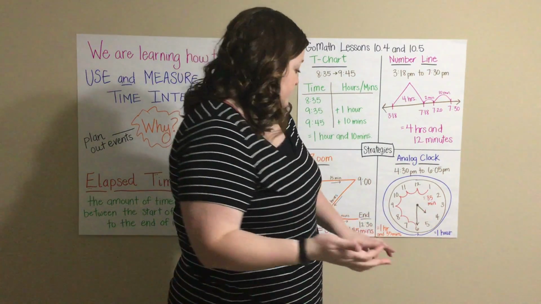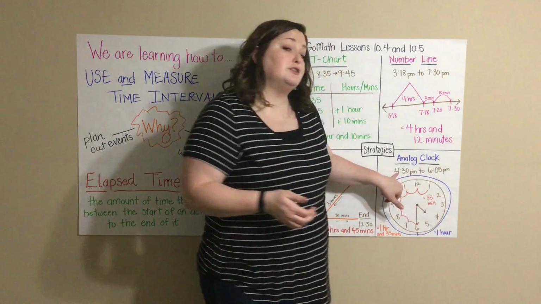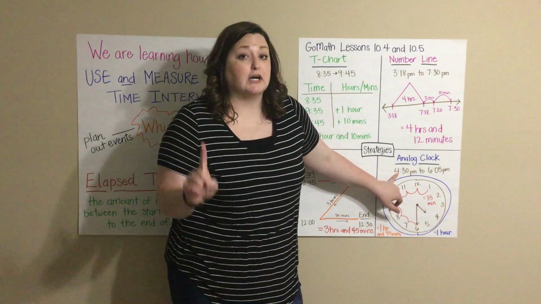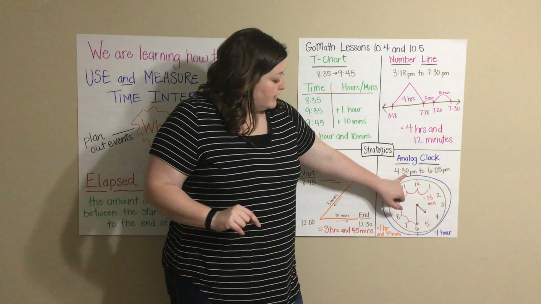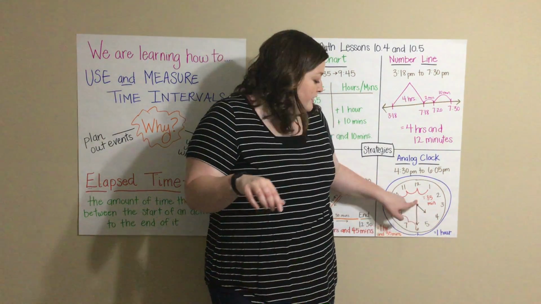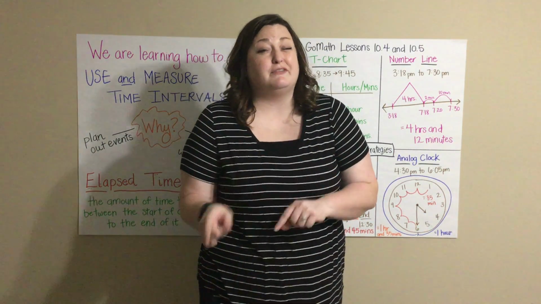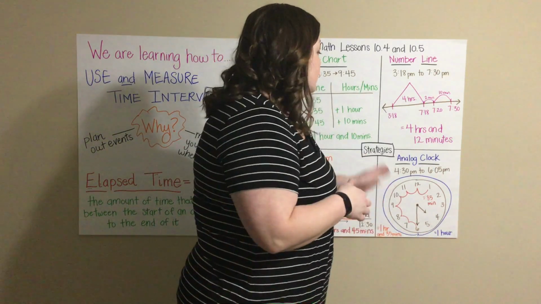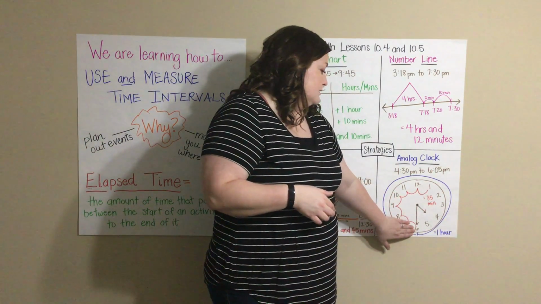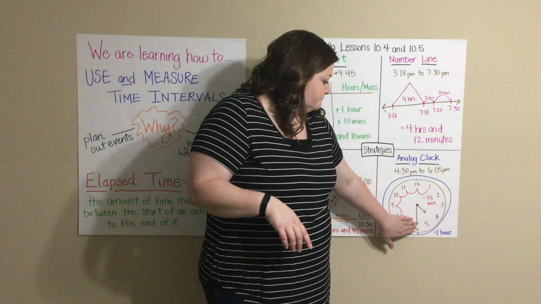So if you're going to do this, go ahead and use your hour and minute hand to label your start time. So start time is 4:30. My hour hand is between the 4 and the 5. My minute hand is on the 6. Remember, counting by 5s, multiplying by 5s to get to 30. 6 times 5 is 30. So I label it there.